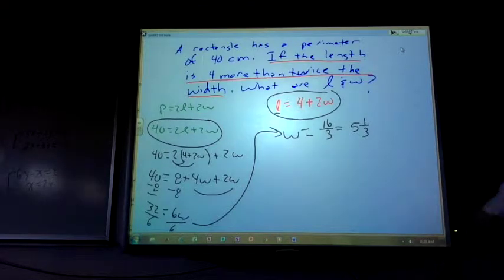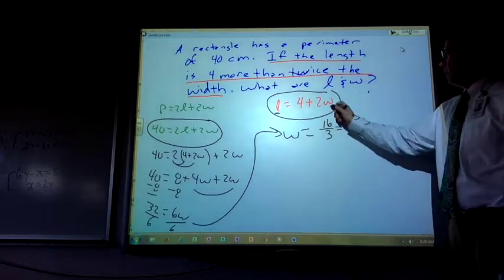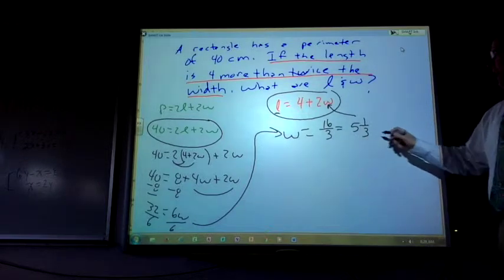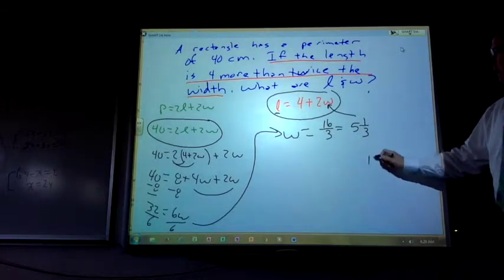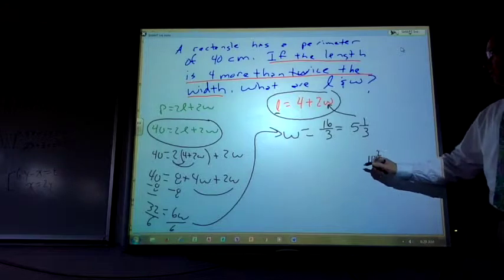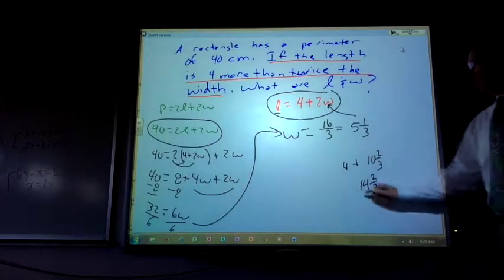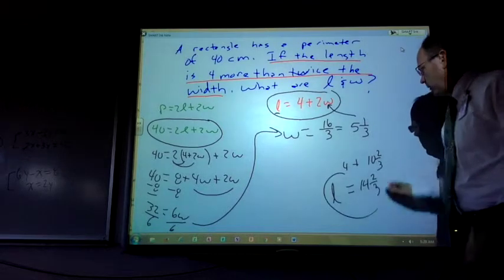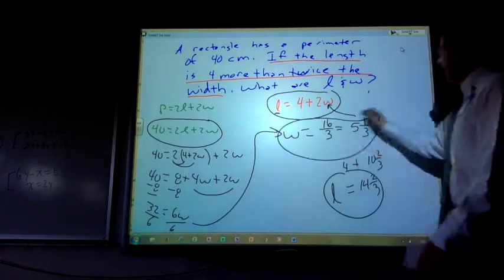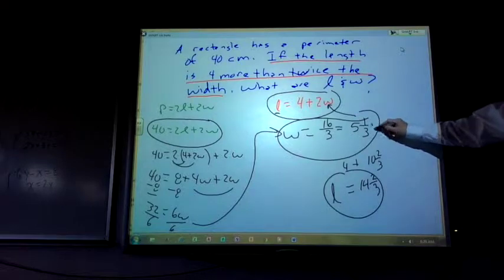So if you know that to be the case, if you plug this back in here, if I double that, this is going to give me 10 2/3 plus 4. So that's going to be 14 2/3 will be my length. So my length is that, my width is that. And I guess to make it appropriate, centimeters.